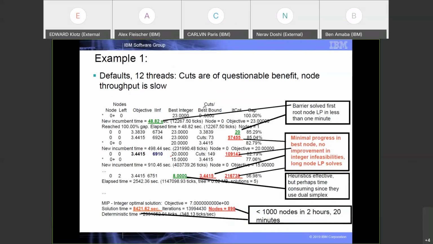And if we start looking at the node log, we can get some ideas as to where the lack of progress is coming from. First of all, the initial root node solve was solved with the barrier method in less than a minute. So what we see here is a low iteration count and good runtime, even though we have to solve that initial root problem from scratch.